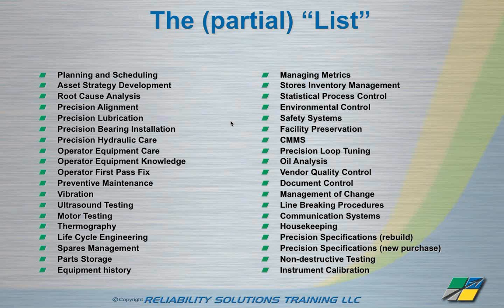All of these should be tied together. And then, of course, on the other side of the list, we have the high-level stuff, things like loop tuning and safety systems and preservation, environmental, statistical process control, things like that. And again, these are all the right things to do. But how do we decide which to do, when to do it, and how to do it? And that's really what reliable manufacturing is all about.